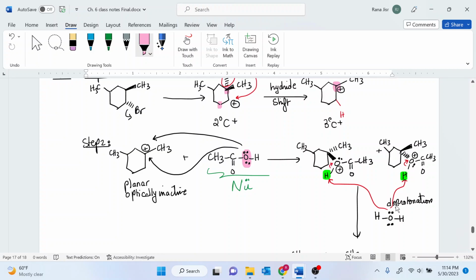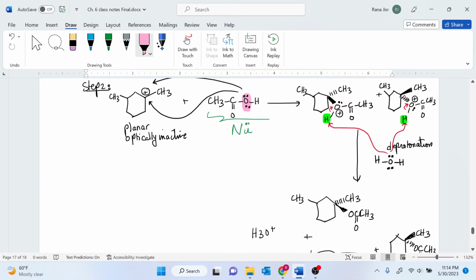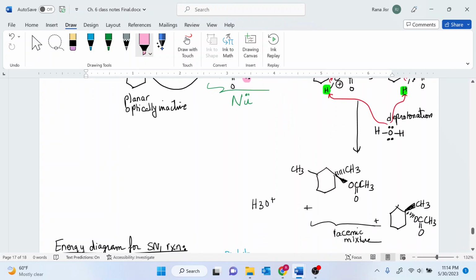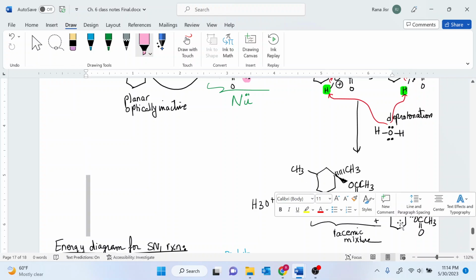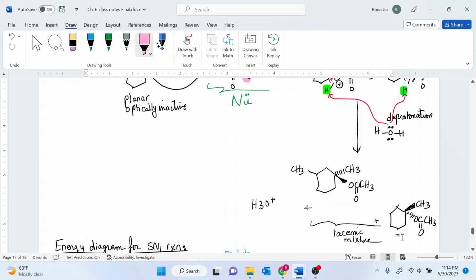After you do this, please do the deprotonation by any solvent that is present in the solution. It's going to act as a base, take out those 2 hydrogens in there. This is still a chiral center, so do the deprotonation and you're going to end up getting, in this case, the 2 products. These 2 products are going to be inversion and retention in configuration. Those 2, you combine them together and you say that the product is a racemic mixture and it is optically inactive.